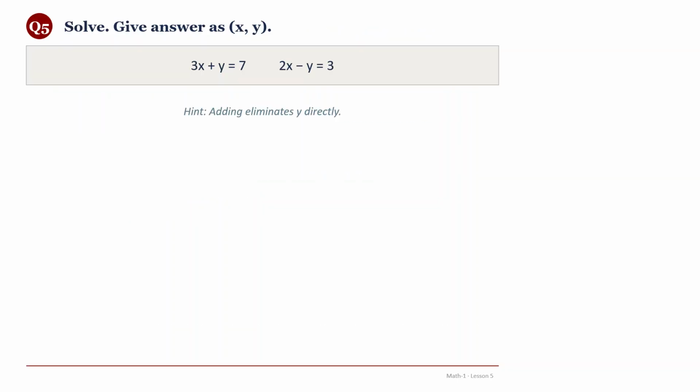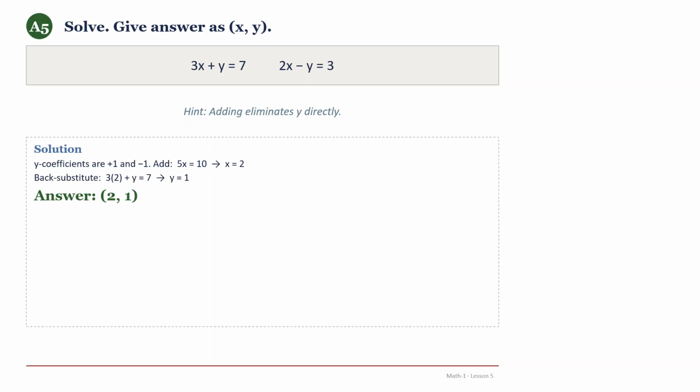Question 5. Free response. Solve the system 3x plus y equals 7 and 2x minus y equals 3. Give your answer as an ordered pair. Pause and work through this one. The answer is the point (2, 1).